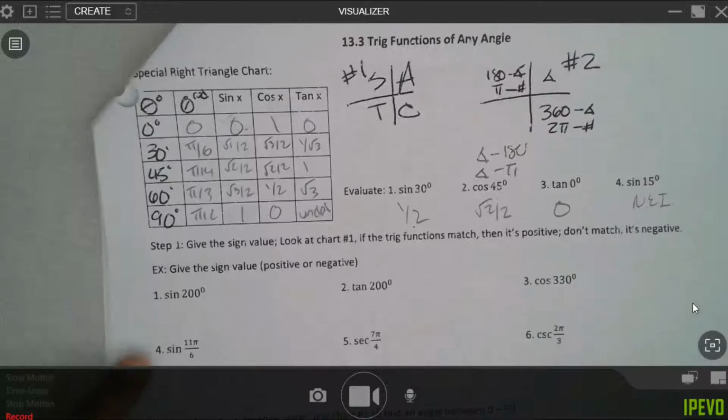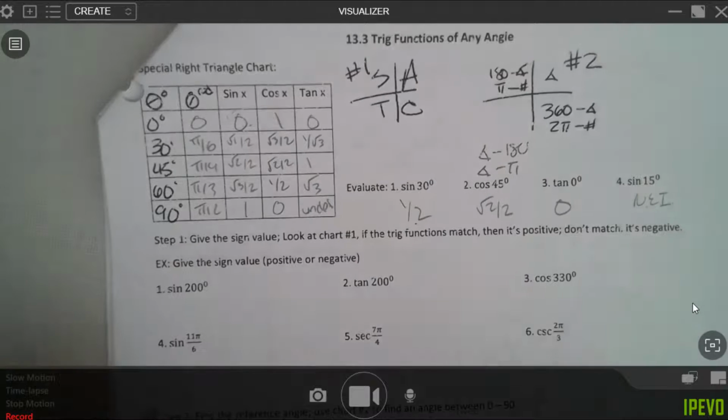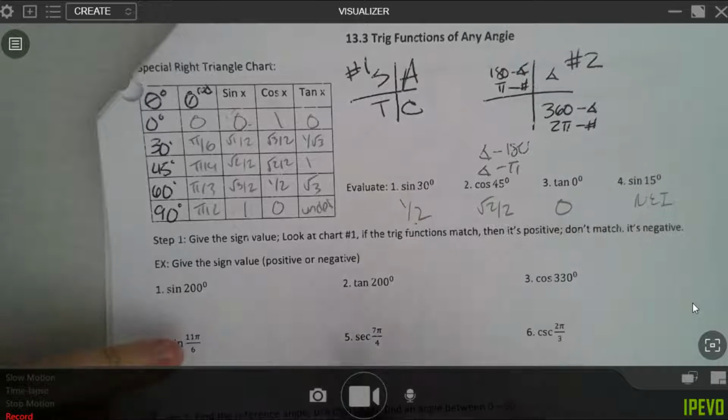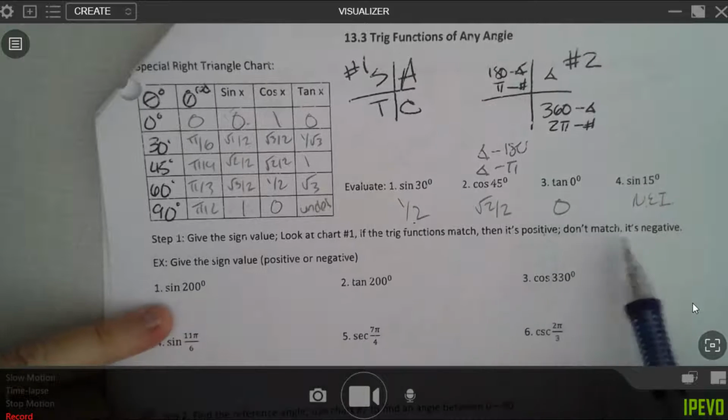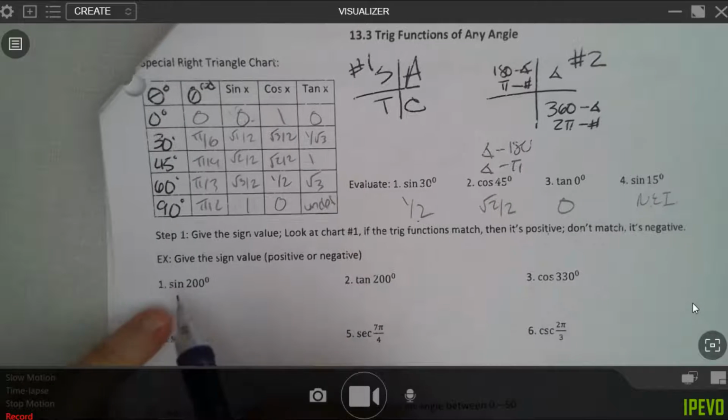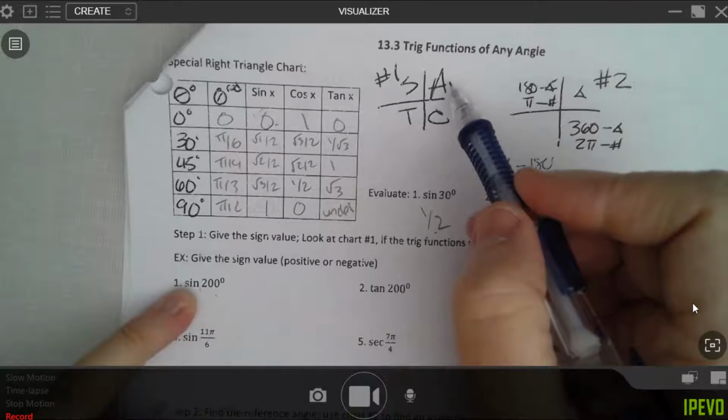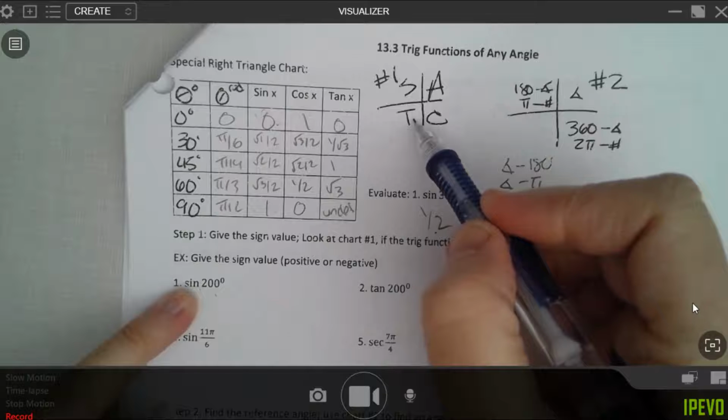So to find out these answers, first thing we do is 3 steps. The first step I need you to do is to look at chart 1 and tell me if we're going to have a positive or negative. If the letters match, we say positive. If they don't, we say negative. So sine of 200 degrees. Where's 200 degrees? Well, 200 degrees falls down here.